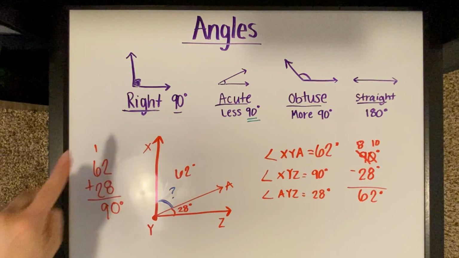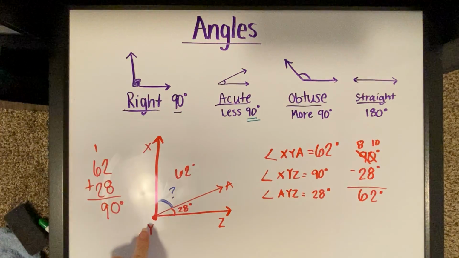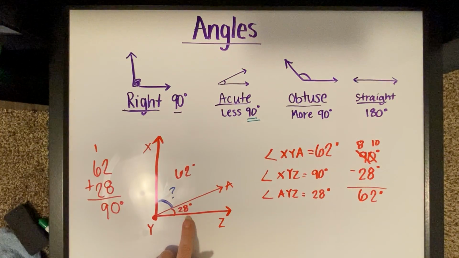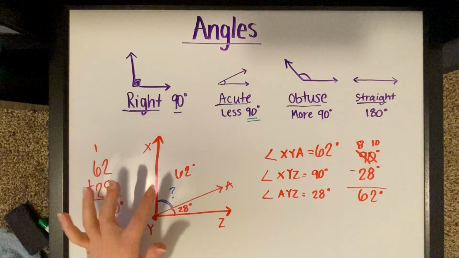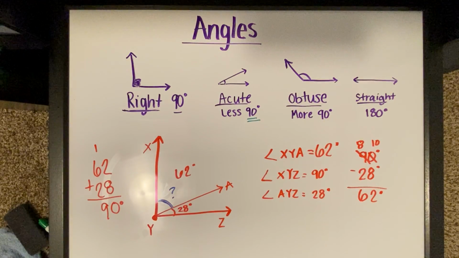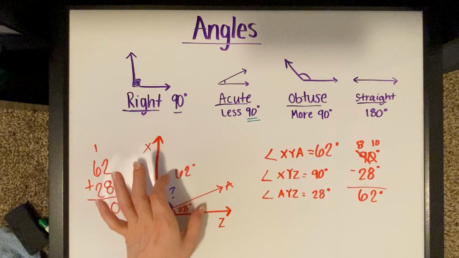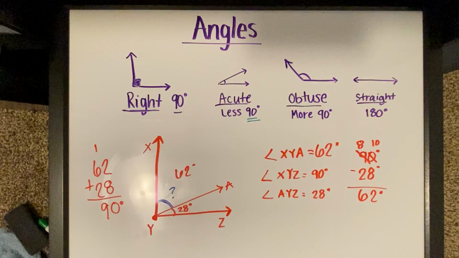Again, I use my knowledge of a right angle. I know the total angle is 90. I know one of my parts is 28. So to find my missing part, I can subtract from my total. To check my work, I can add these two smaller measures up to see if they equal my total.